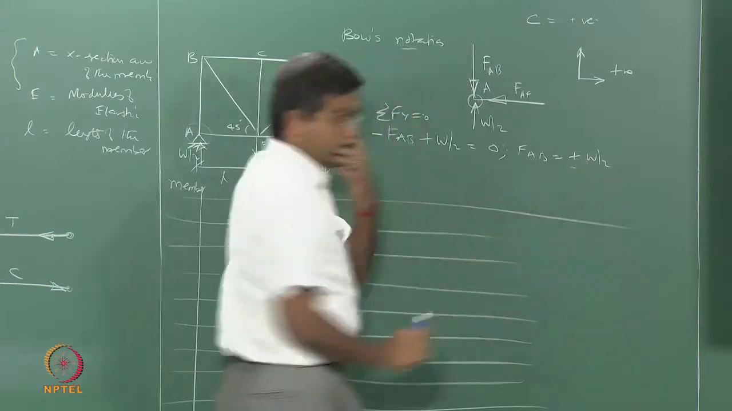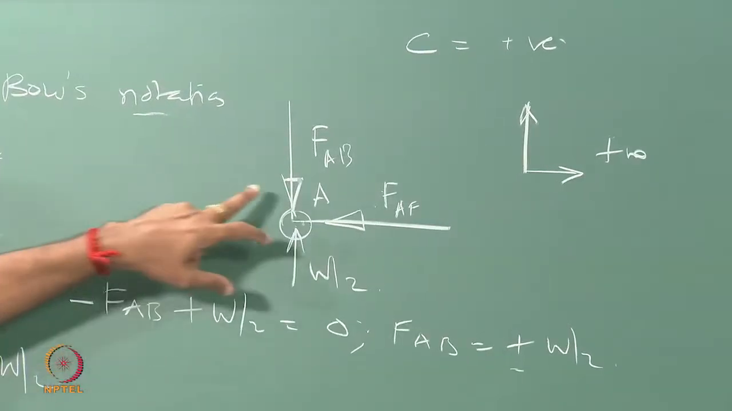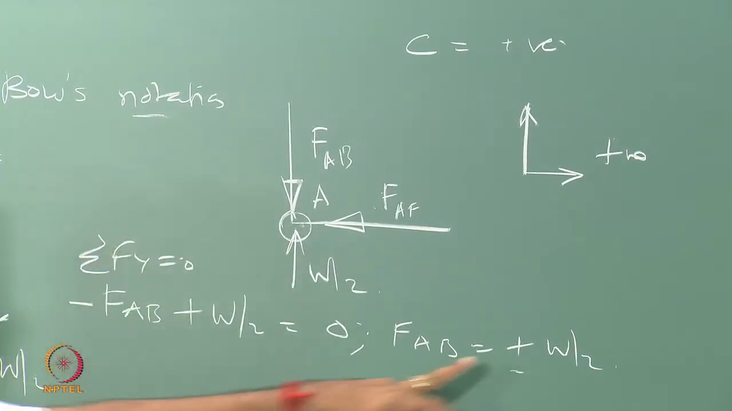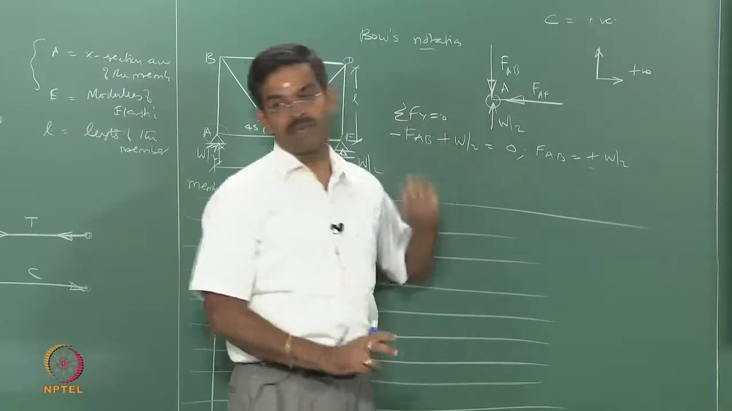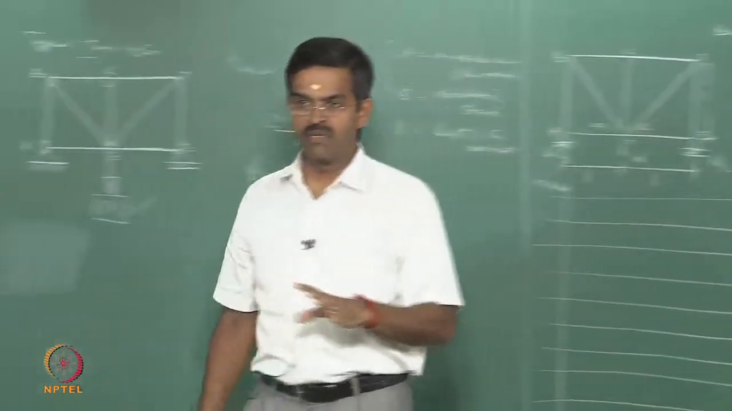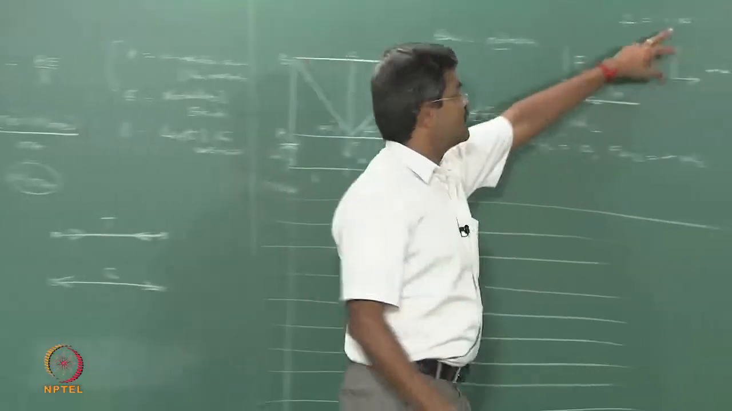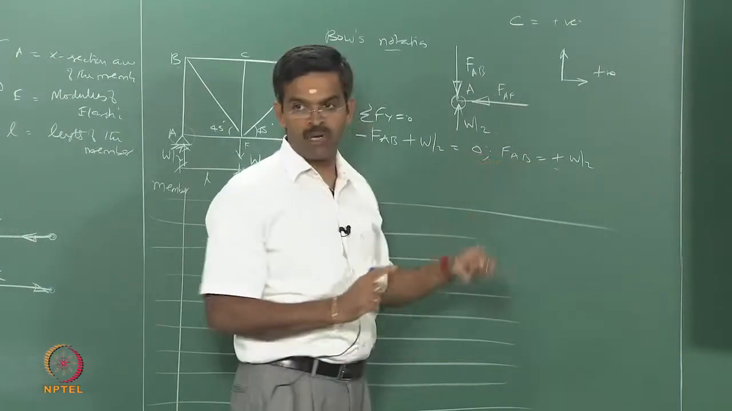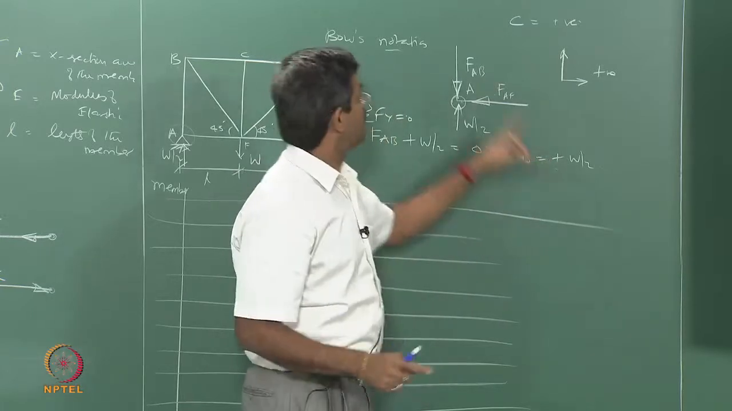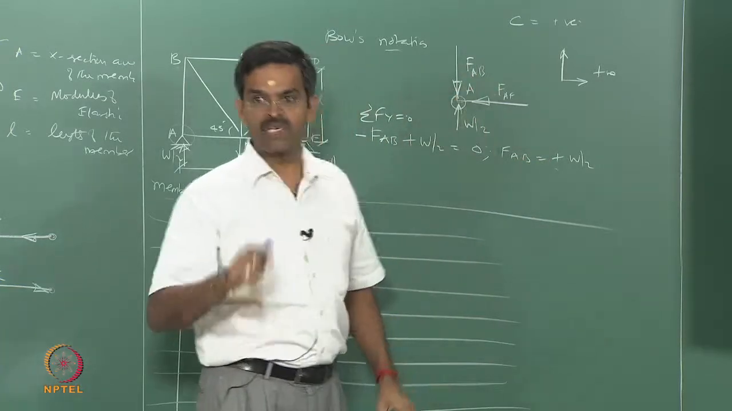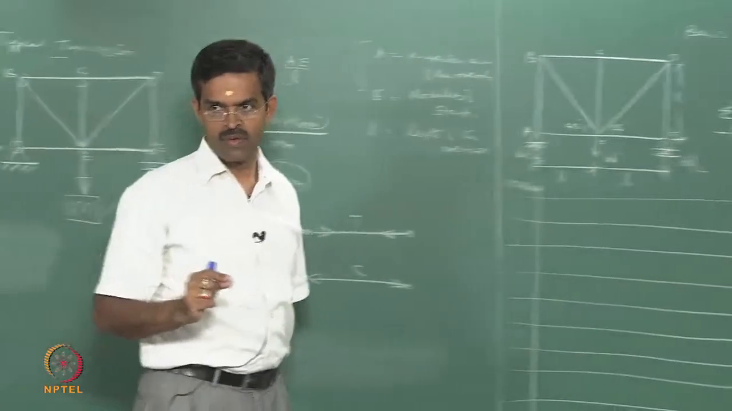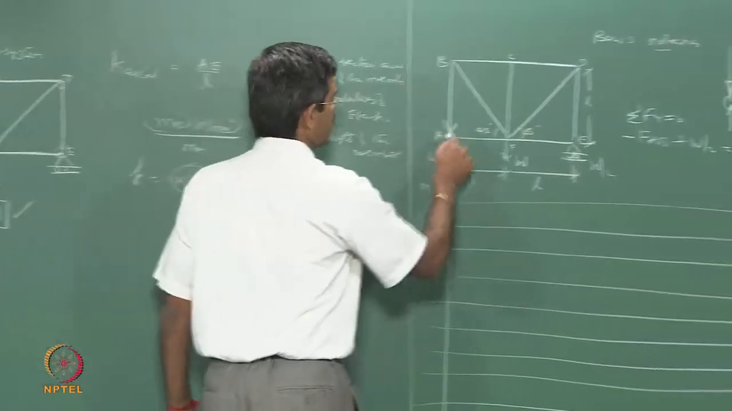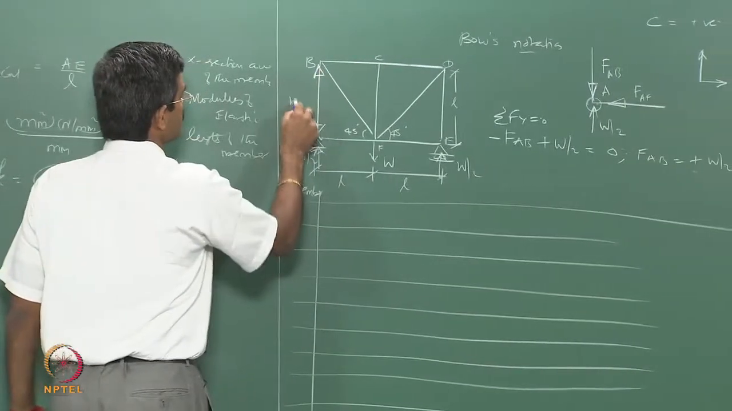This plus indicates that the assumed direction of the force is right. The plus does not indicate that the force is compressive. Please understand very carefully. I already said compression is positive, but this positive does not mean that FAB is positive. This positive means that the sign convention assumed by you is correct. Okay, so it is correct, so I mark it here and I say this is W by 2.